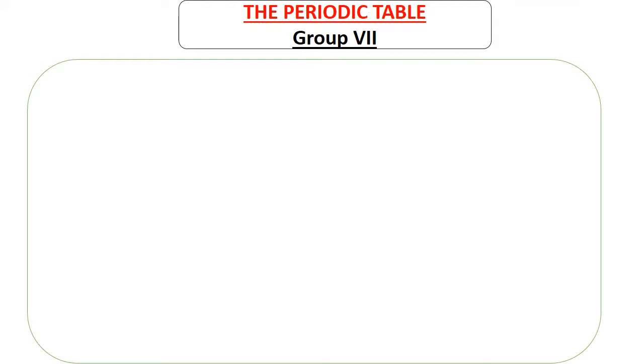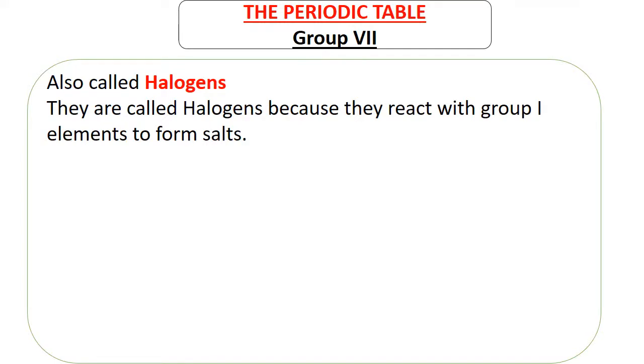Now let's go to group 7 elements, which are kind of different and have kind of opposite properties compared to group 1 and group 2, because these are non-metals. So let's get started. These ones are called halogens, and they are called halogens because they react with group 1 elements to form salts. In fact, the word halogen means salt former, or something that makes salt. So when group 7 elements react with group 1 elements, they make salts.